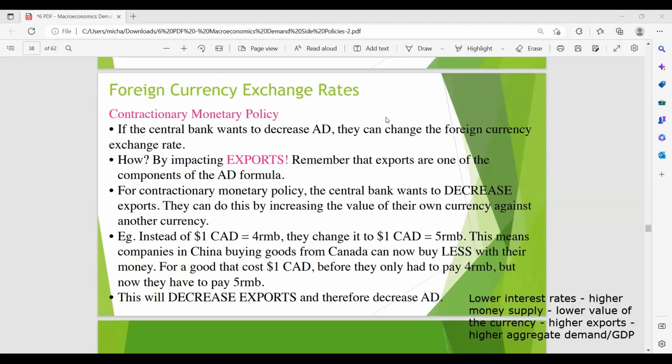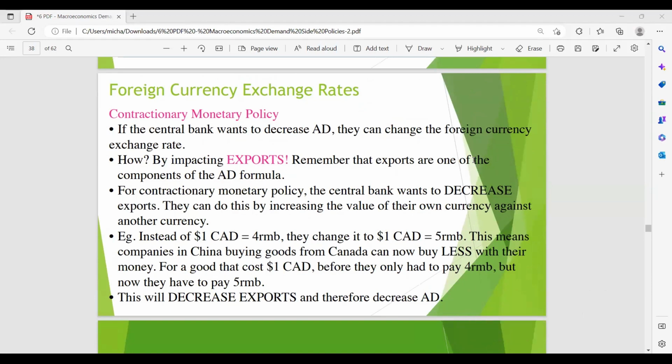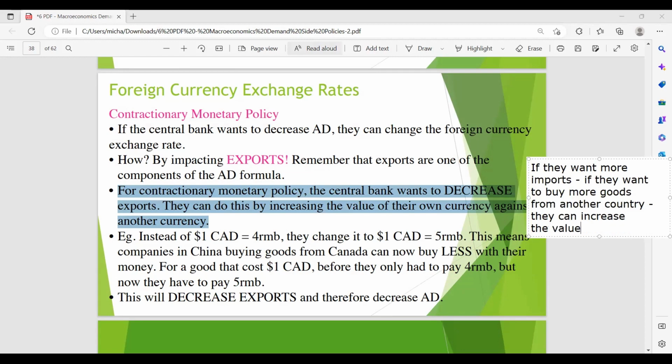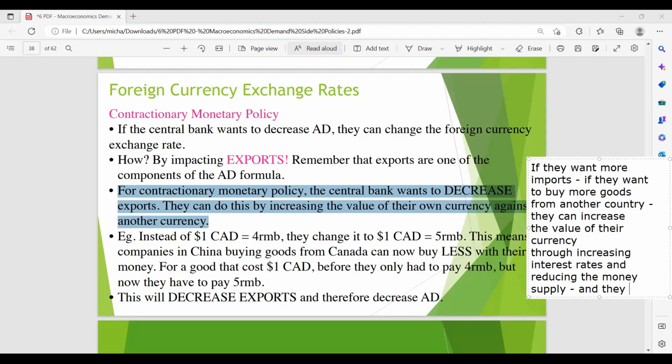And then foreign currency exchange rates and contractionary monetary policy. If the central bank wants to decrease aggregate demand, they can change the foreign currency exchange rate. For contractionary monetary policy, the central bank wants to decrease exports. They do this by increasing the value of their currency against another currency. If they want more imports, if they want to buy more goods from another country, they can increase the value of their currency through increasing interest rates and reducing the money supply. They can also do this through increasing reserve requirements.